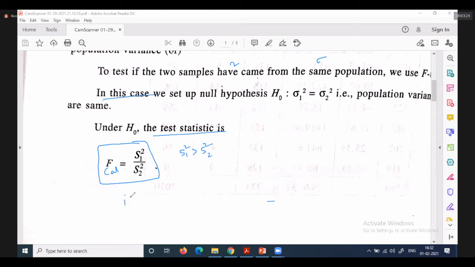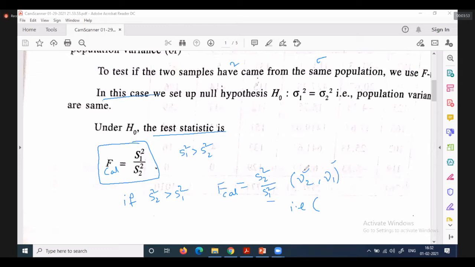If S2 square is greater than S1 square, in such case, the F calculated is S2 square by S1 square, with degrees of freedom nu2 comma nu1. I will tell you what nu2 and nu1 are.